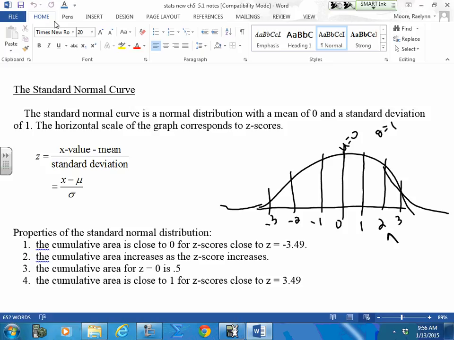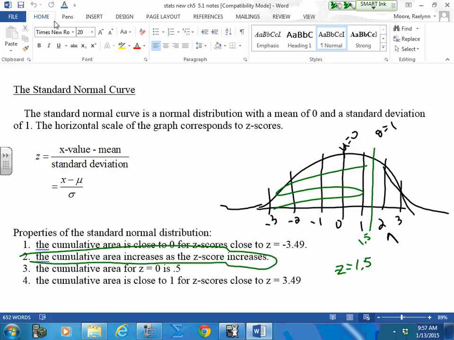So therefore, if we're looking for a z-score of 1.5, we can find the area to the left of it. We can find the area to the right of it. When we look up in your table, it's always the area to the left, because we read from left to right. Your cumulative area increases as your z-score increases, which means this.